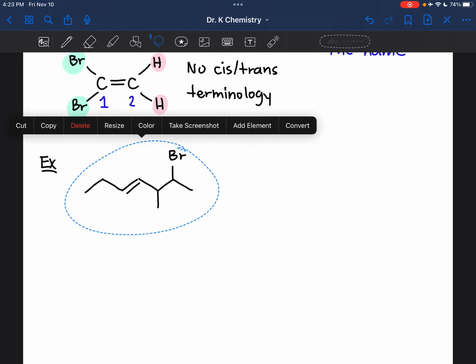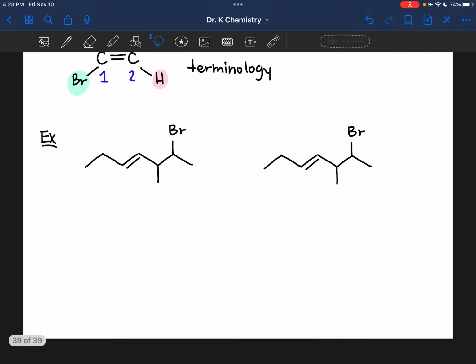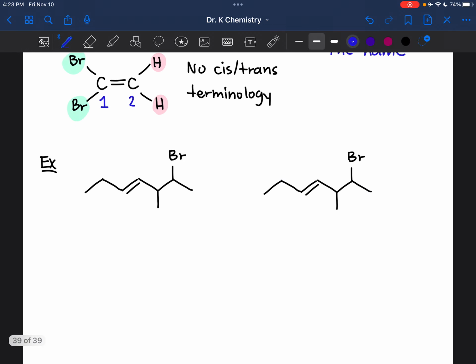Okay, so I'm going to try a couple of different numbering systems, and then we'll decide which one is correct. So I could start by trying to go left to right, or I could try going right to left, and then we'll examine that further.